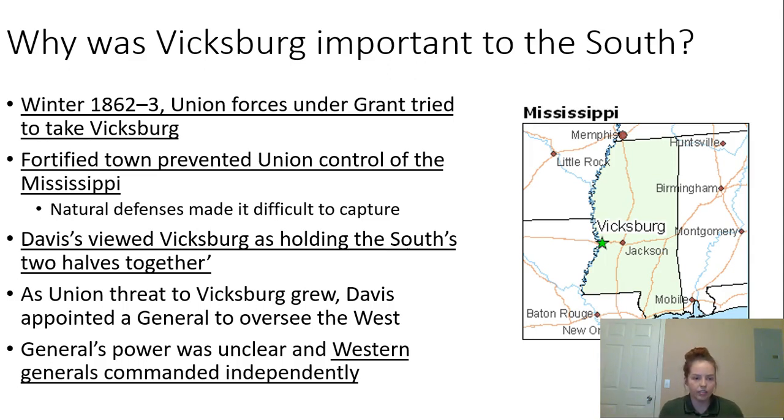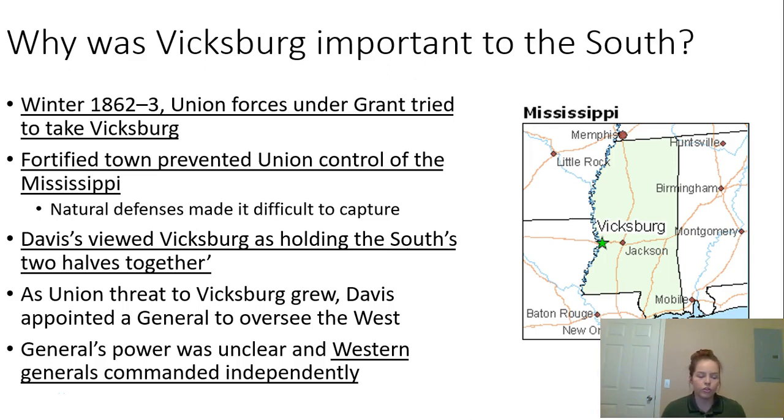So in the winter of 1862 to 63, the Union forces under General Grant are going to try and take Vicksburg. And so it's going to be tricky at first just because we have natural defenses that make it difficult to get to, difficult to capture. This is also going to be really important. Vicksburg is important to Davis just because it's holding the South together. And so in losing Vicksburg, we're losing communications between the South and the Southwest.